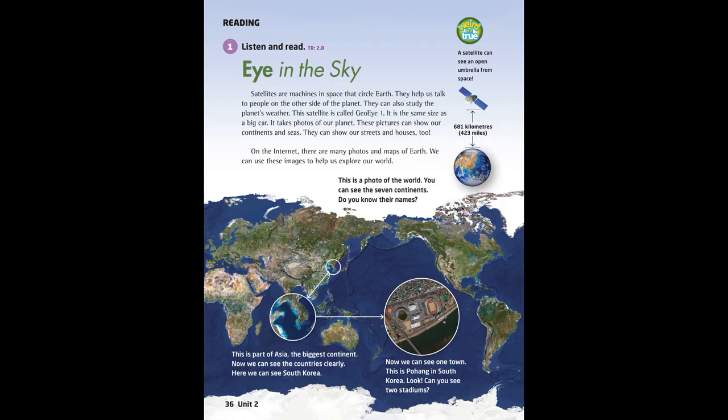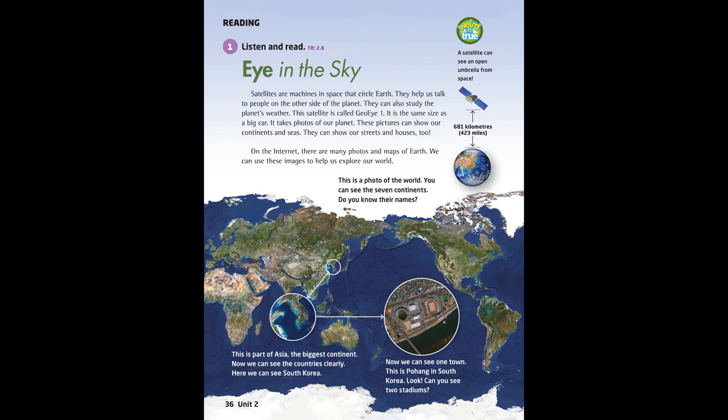Track 2.8. Reading. Activity 1. Listen and read. Eye in the sky. Satellites are machines in space that circle Earth. They help us talk to people on the other side of the planet. They can also study the planet's weather.